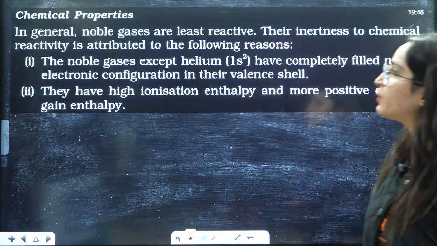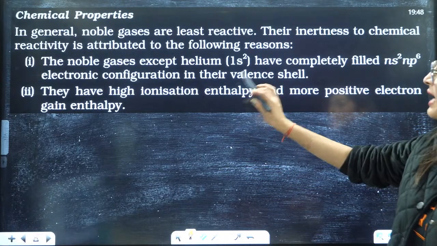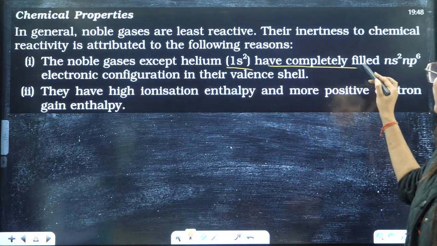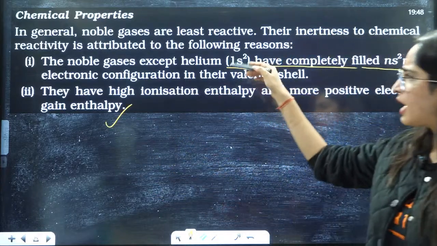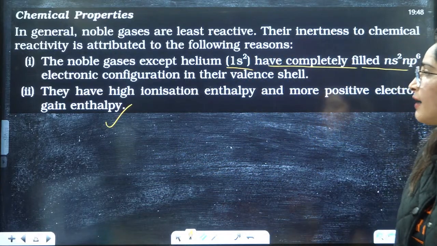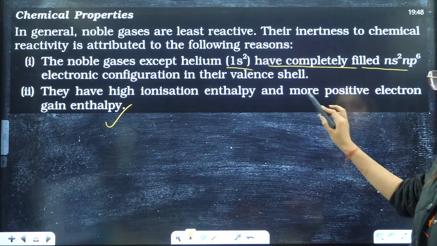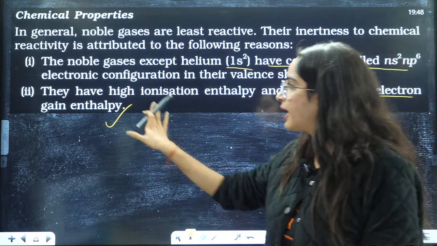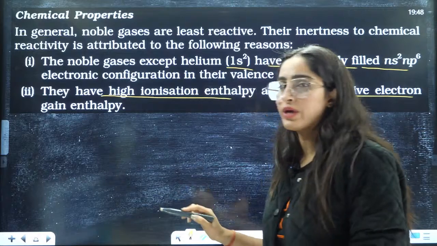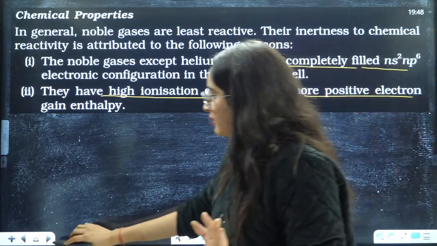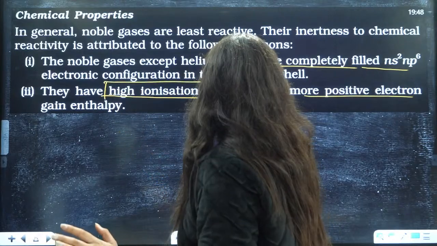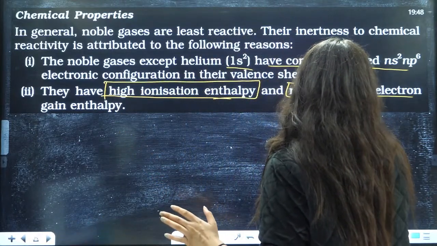Then you have chemical properties. The noble gases except helium have completely filled electronic configuration. Helium also has a completely filled duplet. They have high ionization enthalpy and more positive electron gain enthalpy, right? They don't want to gain the electron. They don't want to lose the electron. They are very happy, right? So this thing is very important. This question also has been asked.